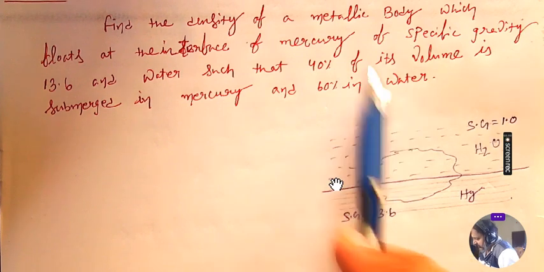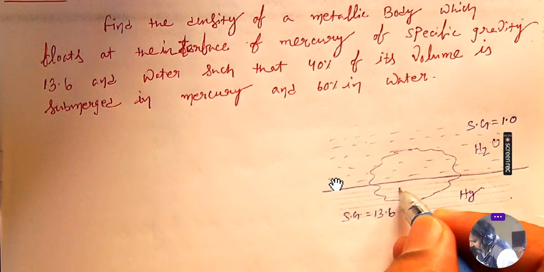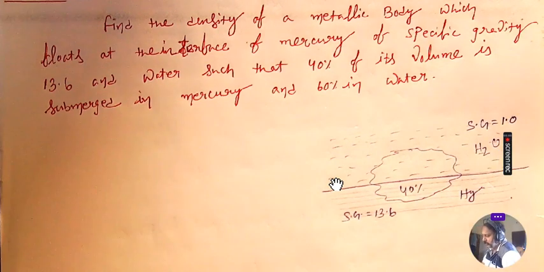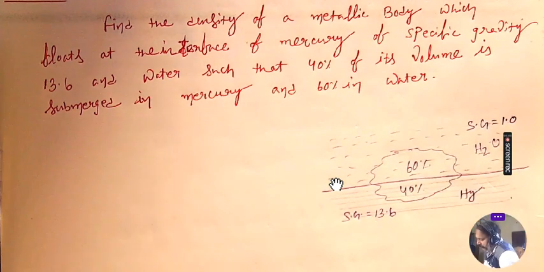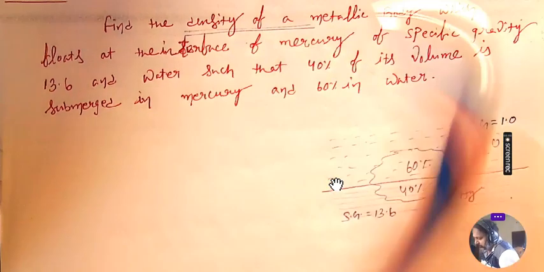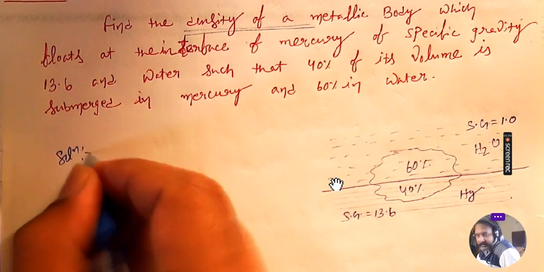The metallic body is at the interface in such a way that 40% of its volume is submerged in mercury, that means 40% of the volume of the metallic body. Clear? And 60% of the metallic body is submerged in the water. So, this is the question given to you, and we have to find the density of the metallic body. Please see the diagram. Let us solve it to find out the density.